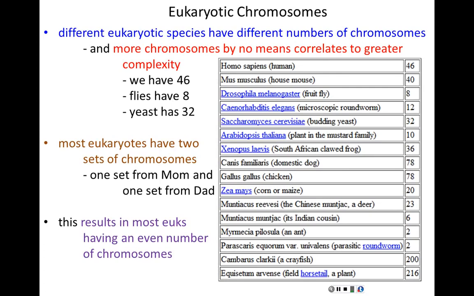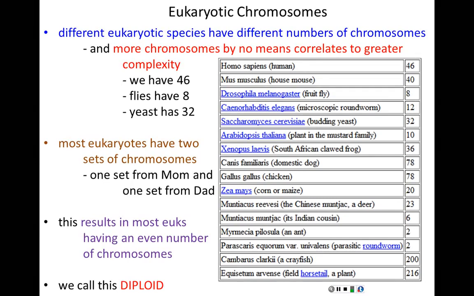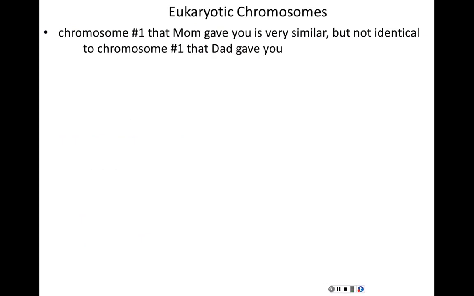Each parent contributes half of their own genome. We call this state the diploid state. Diploid, for two of. What we have two of here is two sets of chromosomes, one from each parent.